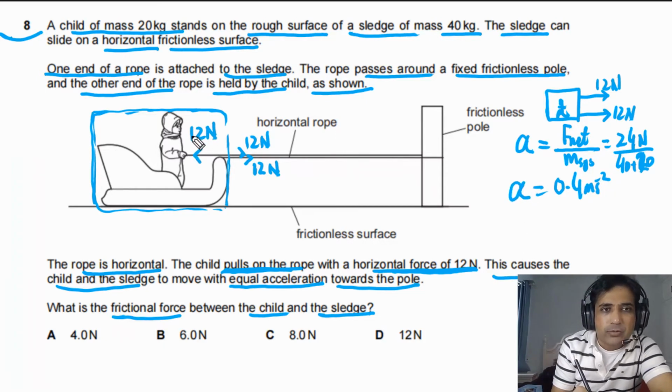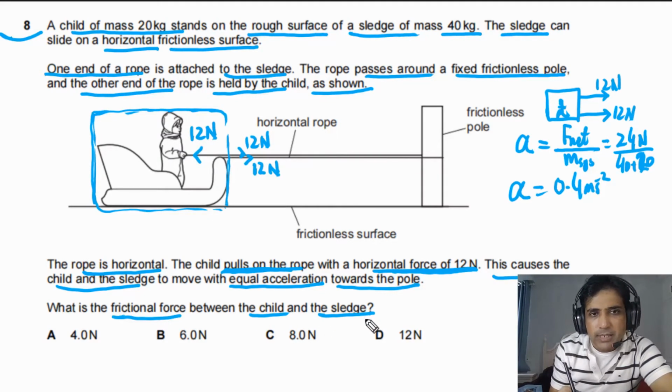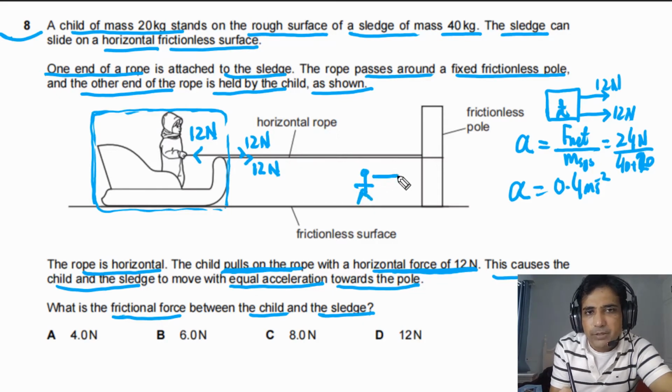We need to find the frictional force acting between the child and the sledge. Now we need to take the boy as one object. If you look at the boy, there are two forces. Simply imagine that this one is the boy. The force acting on the boy to the right is 12 newtons. As this boy has a tendency to move to the right relative to the sledge, there will be friction acting on this boy to the left, so this one is friction.